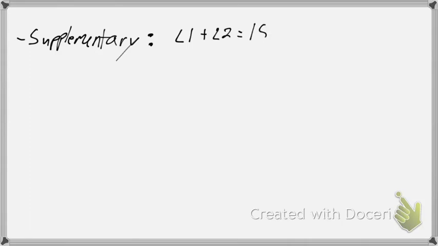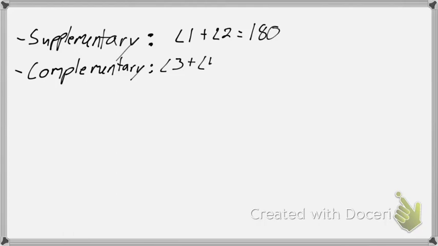For example, what does supplementary mean? 180, yeah. That's where you have two angles that add up to 180. That shows up here. Complementary, what's that mean? Come on, guys. Yeah, it's when the two angles add up to 90.